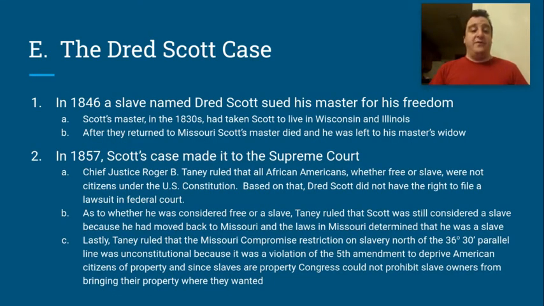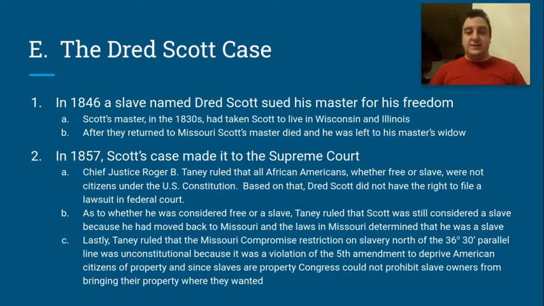So eventually a case is going to put this to the test. It's going to start in 1846, but eventually it's going to last all the way until 1857, when it finally is able to make its way to the Supreme Court. A slave by the name of Dred Scott, in the 1830s, is brought to northern states, to Wisconsin and Illinois, by his master. They eventually return to Missouri, and Scott's master dies. Dred Scott was hoping for his master to free him, but instead he wills him. Dred Scott is left to his former master's widow. So his former master's wife is now his new master.